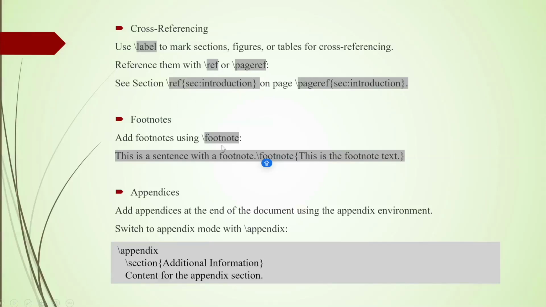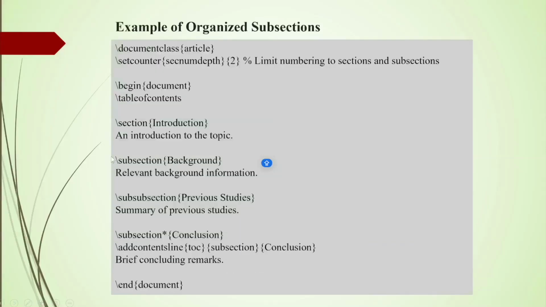For footnotes we use footnote. For appendix we use appendix, and then a section, and this section shows in the appendix. And this is an organized subsections code.